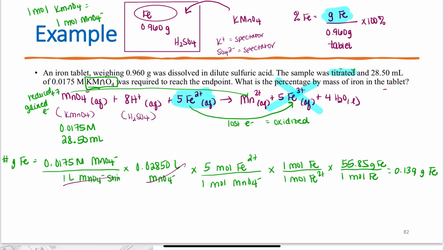Now I can plug that in and find my actual percentages. Percent iron, 0.139 grams of iron in the sample, 0.960 gram tablet, times 100% gives me 14.5% iron in the sample.